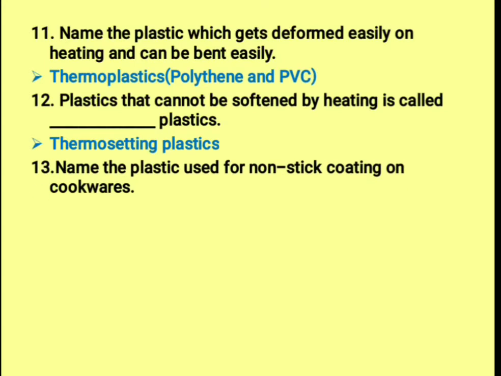Name the plastic used for non-stick coating on cookware. There is a type of plastic which is so heat resistant that it can be used for non-stick coating on cookware, for non-stick pans and tawas. Which plastic is it? It is nothing but Teflon. You have to remember it is Teflon.